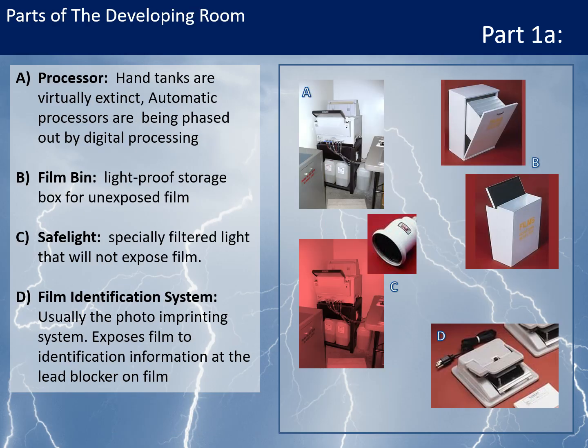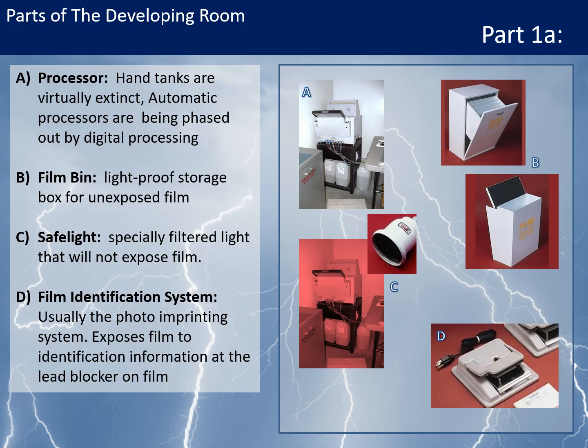Parts of the developing room. There is a processor, a film bin, a safe light, and a film identification system usually. The processor is usually in the form of either a hand tank, which are extinct now, or virtually extinct, automatic processors, which are being phased out by digital processing, and pretty much have been by this date.